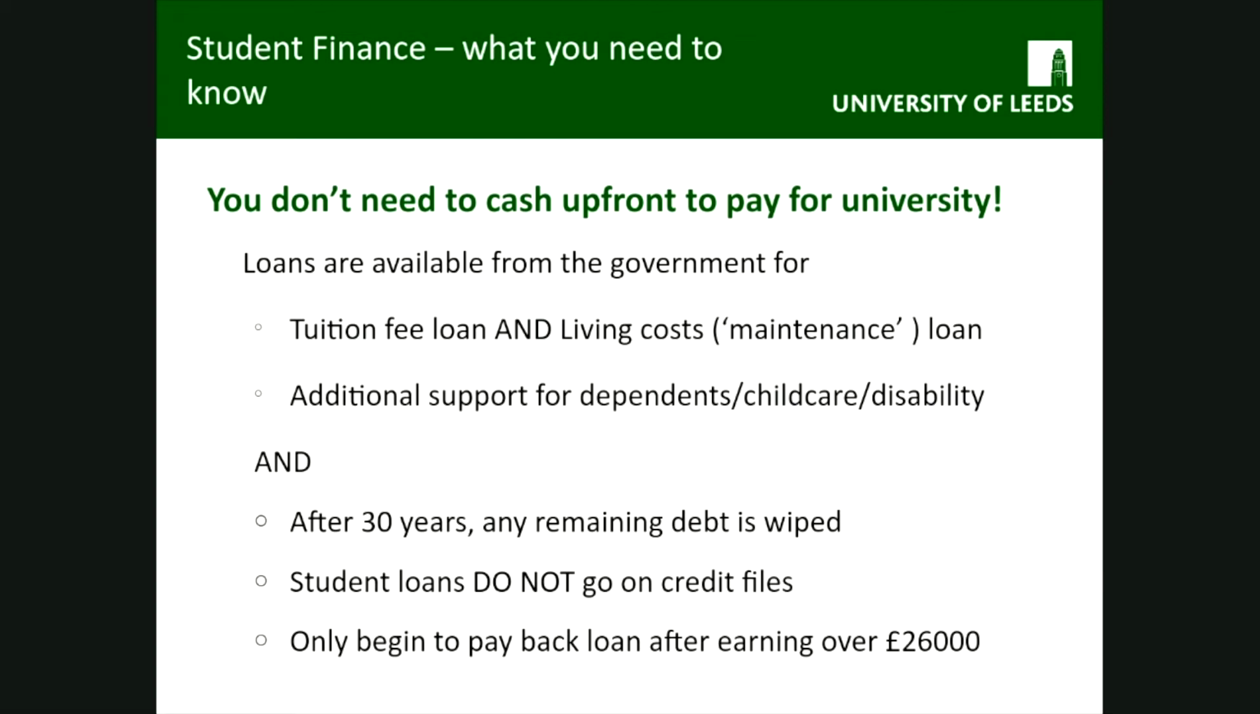Key things to know about student finances is that after 30 years, any remaining debt that you have from the loan is completely wiped. It's very unlike any other loan that you'd ever take out. It doesn't go on your credit files, and you only start paying back your student loan after you earn over £26,000. So it's really key to know that it is affordable to go to university, and it really shouldn't put you off considering going.